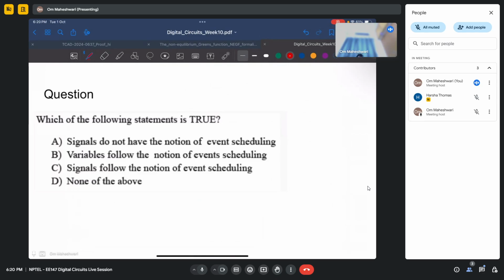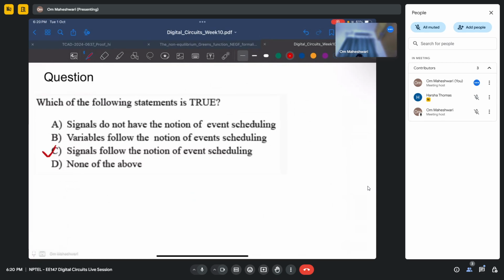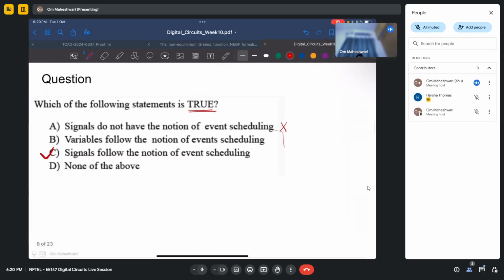Okay, so the answer to this is option C, not B. It is asking which is true. Yeah, so this is false. Signals do follow the notion of event scheduling, and variables do not follow the notion of event scheduling. Now, what is event scheduling?